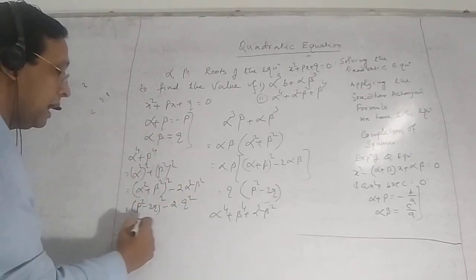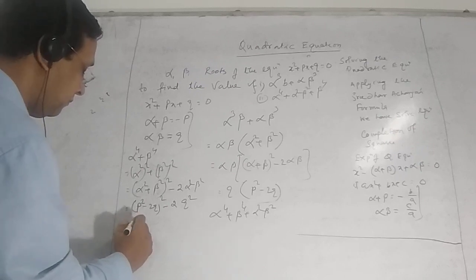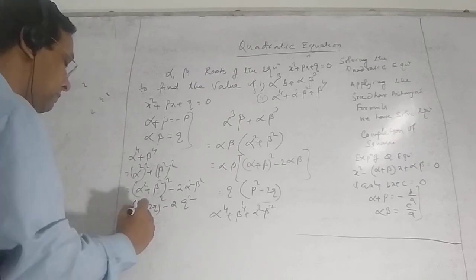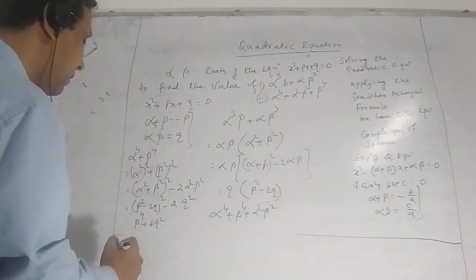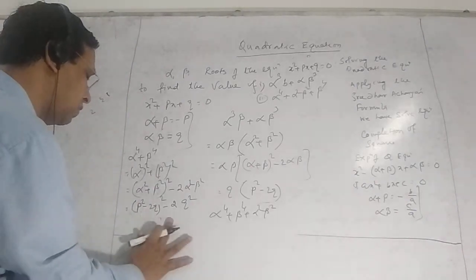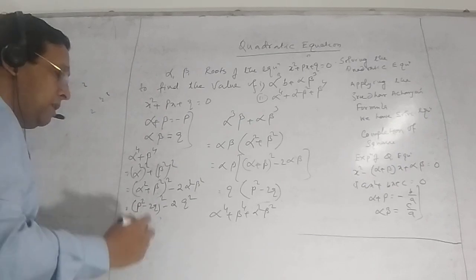Now if you break this, we can get p to the power 4 plus 4q square, or you can leave the answer over here like this. There will be no problem, you can get the answer.